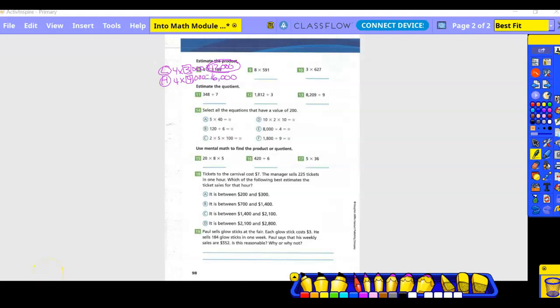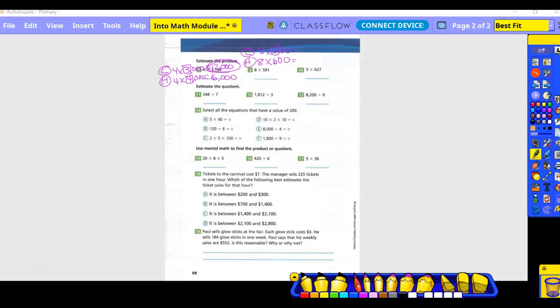All right, so we need another low high, right? So 8 times for both. What is 591 between? What would be my low? 500. And what would be my high? 600.